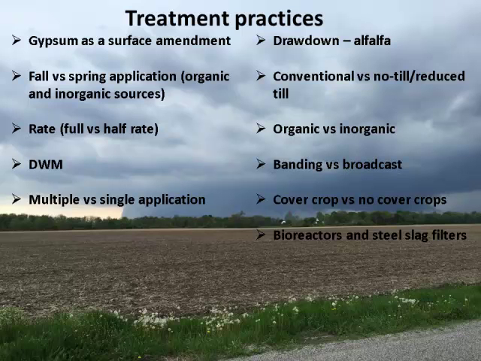We've got a producer that's looking at drawdown, where he's actually putting alfalfa in the system. So we're going to be able to start seeing if we can pull down the soil test levels by removing that biomass, and seeing if we can actually reduce the amount that comes out of the tile as well as the surface. We've got conventional versus a no-till or reduced till system, looking at both organic and inorganic sources. We have a producer that's looking at banding versus the broadcast application for us.